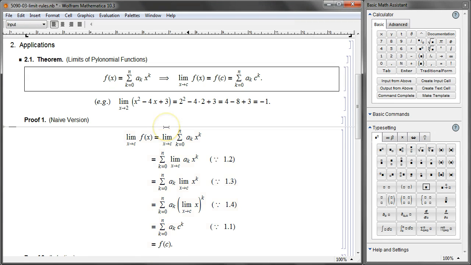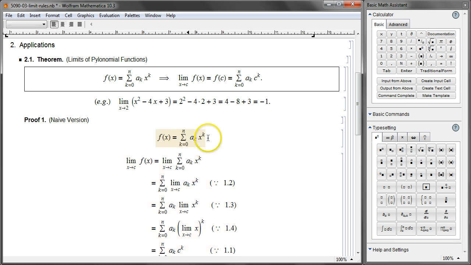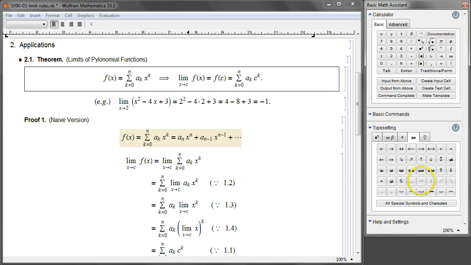And that's of course when f of x is this, which is a_n x to the nth power plus a_(n-1) x to the n minus first power plus dot dot dot plus a_1 x to the first power plus a_0 x to the 0 power, and the final term is actually a constant term.